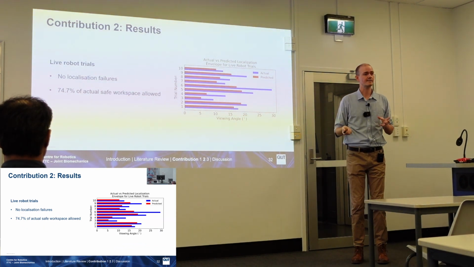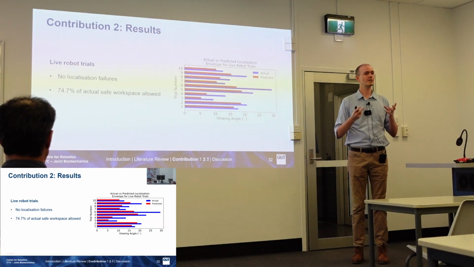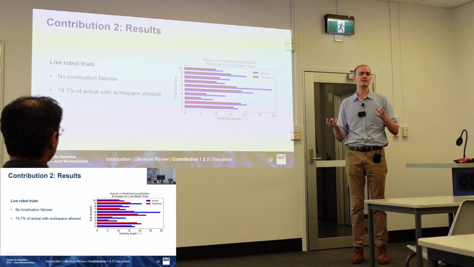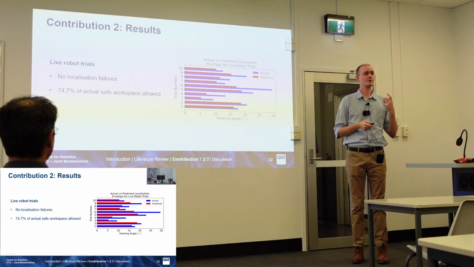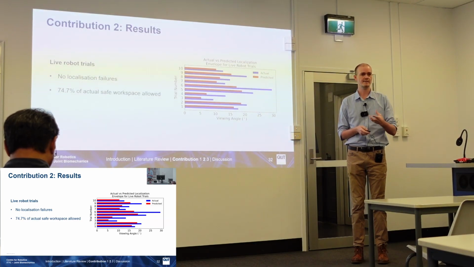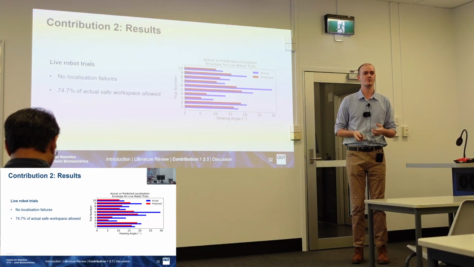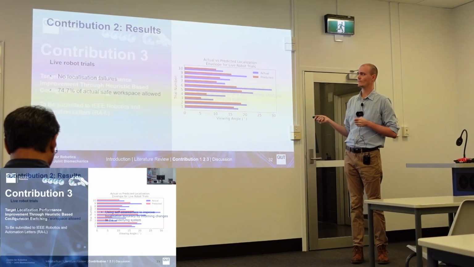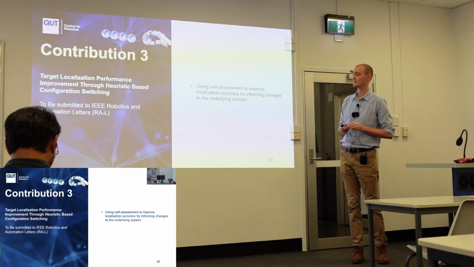What these results collectively show is that by modeling performance heuristics with respect to robot motion, we can predict localization failures ahead of time for specific types of trajectory. And that brings us to our third contribution.